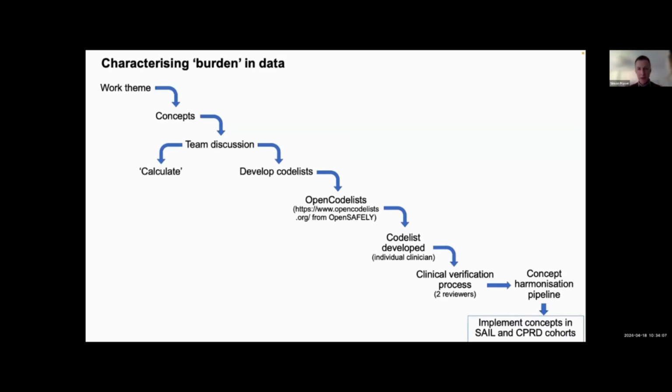If we're developing code lists, we then go to a code list source like OpenCodelists, and a clinician would develop the code list and then go through a clinical verification process and through a sort of concept pipeline in order to then implement those concepts in SAIL and also in CPRD. So to give you an illustration of that, we take our accumulation and complexity theme. Within that, you've got maybe a couple of ideas. One, accumulating new conditions over time.